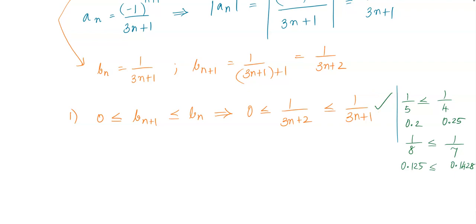And then go for the second condition, which says the limit of b_n as n approaches infinity must be equal to 0. To test that condition, b_n is 1 over 3n plus 1. Because n is in the denominator, when n approaches infinity and you apply the limit, this becomes 0. And so this condition is also satisfied.